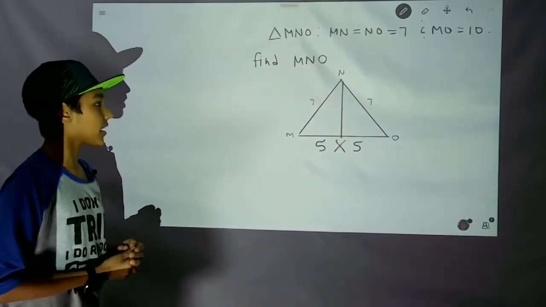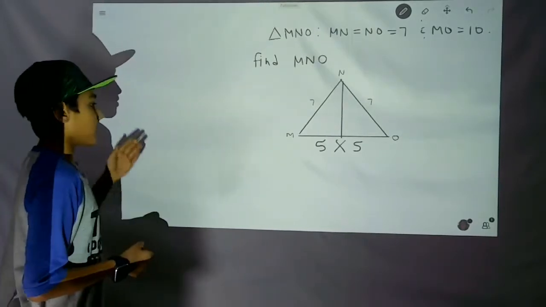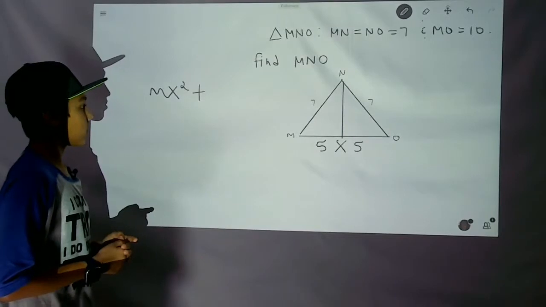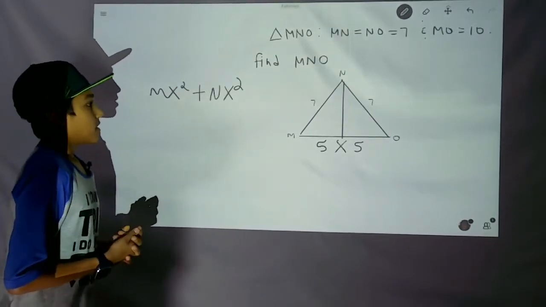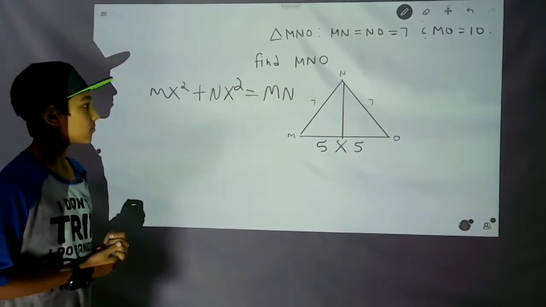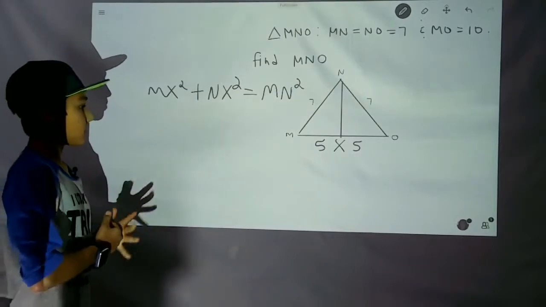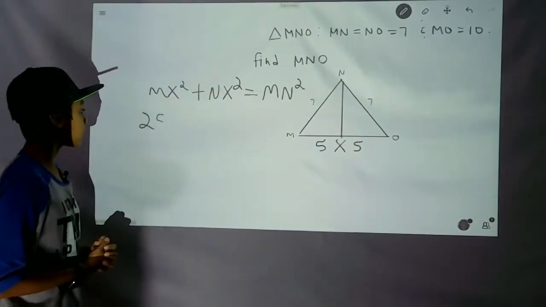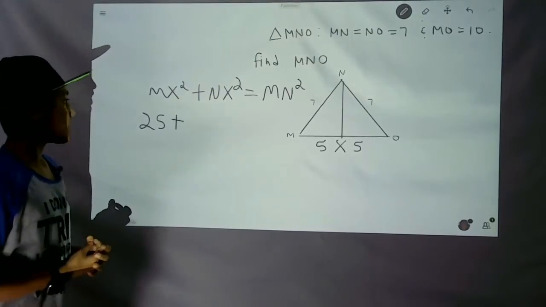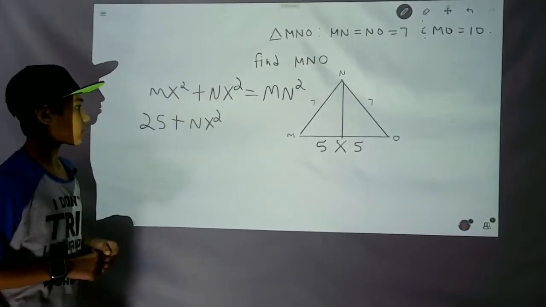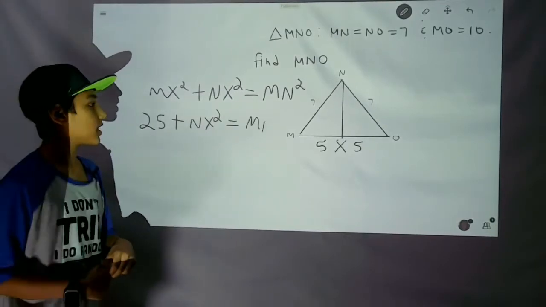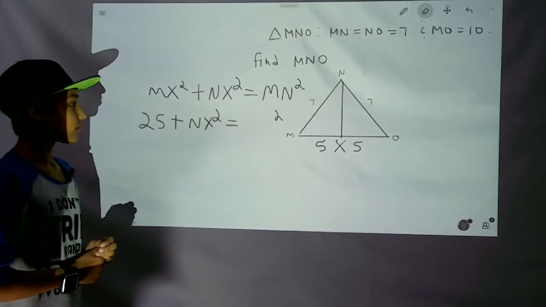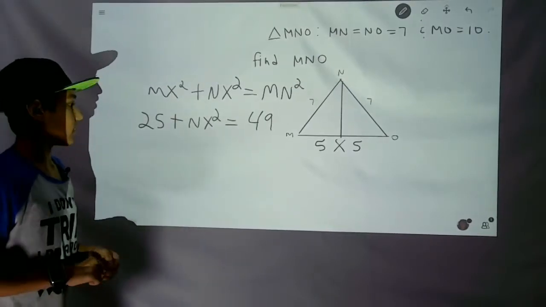So to do this, the Pythagorean Theorem allows us to write mx squared plus nx squared equals mn squared. And then we plug in the numbers for these. So we know mx here is 5, and 5 squared is 25. So we write 25 plus nx squared, which we don't know yet, equals mn squared. So mn is 7, so we write 7 squared, and 7 squared is 49. So 25 plus nx squared equals 49.